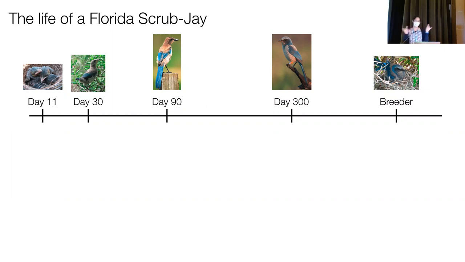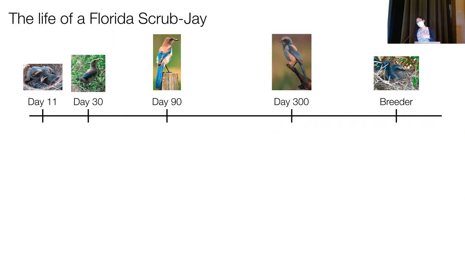By day 30, they're moving around a little bit more. By day 90, they're nutritionally independent from their parents. By day 300, they're physiologically capable of breeding, so they're sexually mature. But that doesn't necessarily mean they have established as a breeder, and that's a separate life stage.